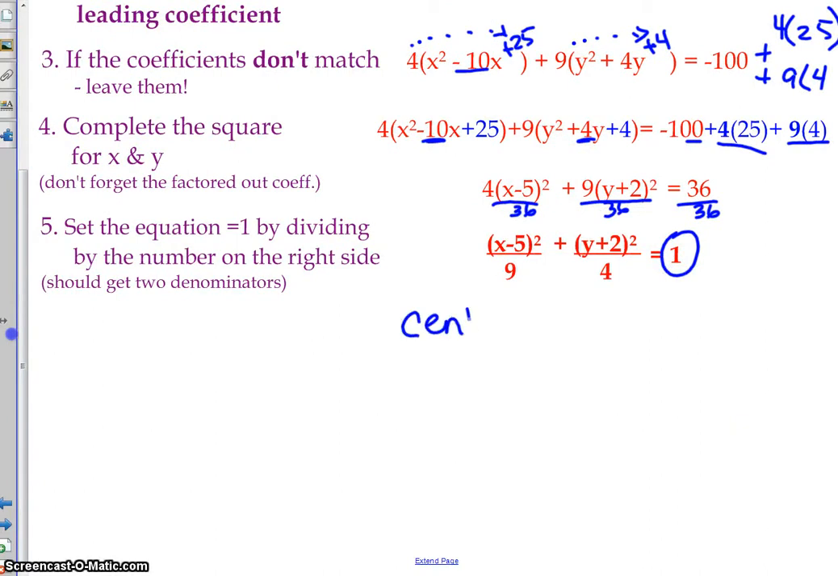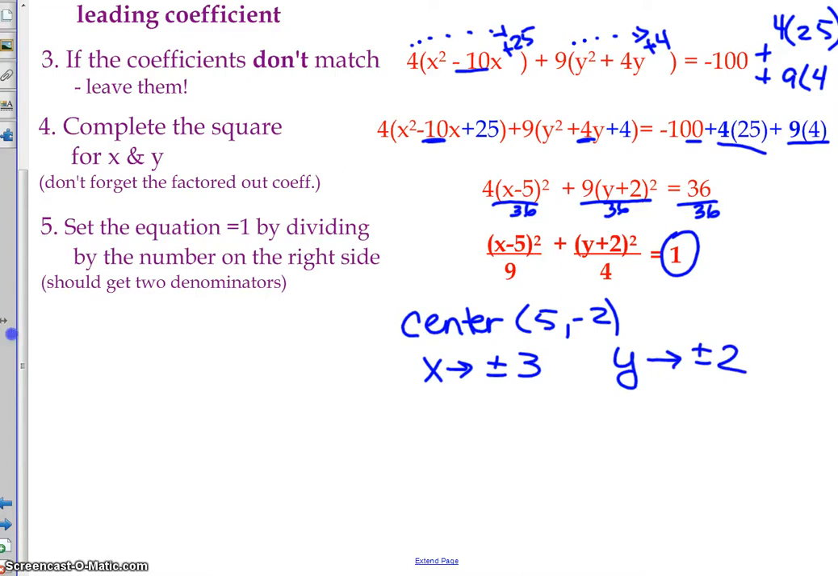I know the center of this problem is at 5, negative 2. All right. I know from the center I need to go in the x direction, I need to go plus or minus 3. In the y direction, I need to go plus or minus 2. I got those two values by taking the square root of the 9. Since the 9 was under the x, I knew that was the x direction. Square root of the 4 is 2. I knew that goes in my y direction.